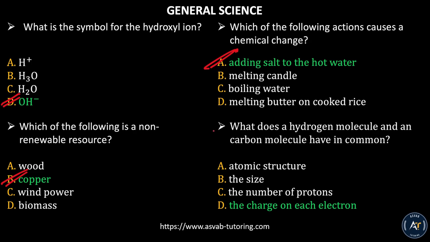Question number 12. What do a hydrogen molecule and a carbon molecule have in common? Option A, atomic structure. Option B, the size. Option C, the number of protons. Option D, the charge on each electron. The correct answer is the charge on each electron. So both have the same charge.